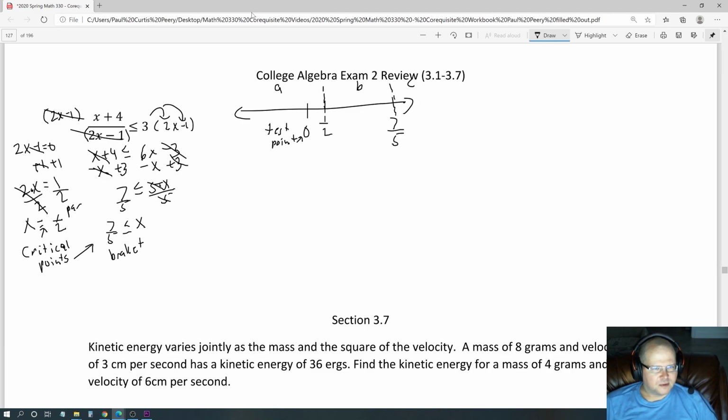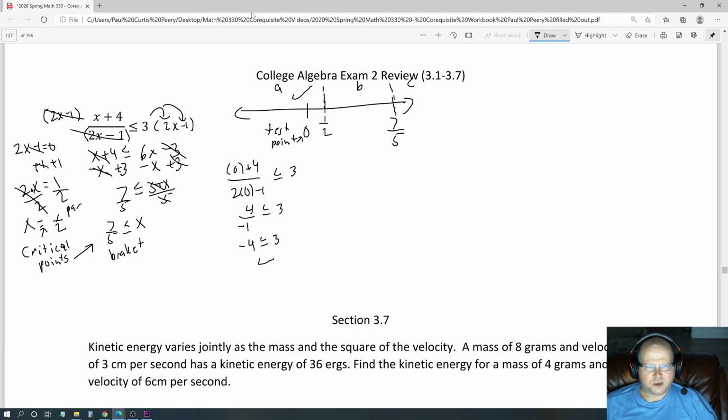So we go back to the original inequality. 0 plus 4 over 2 times 0 minus 1 is less than or equal to 3, which is 4 over negative 1, which is negative 4, is less than or equal to 3. Right? 0 plus 4 is 4. 2 times 0 is 0. 0 minus 1 is negative 1. 4 divided by negative 1 is negative 4. Negative 4 is less than or equal to 3, and that is true. So check. All right, let's try the next one.